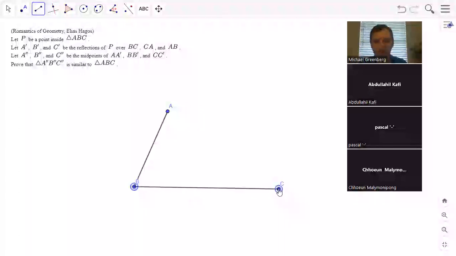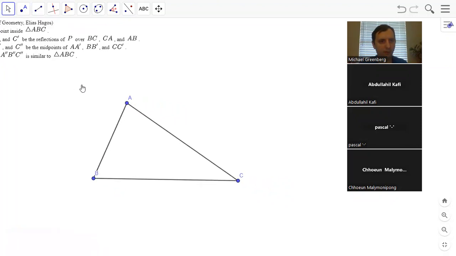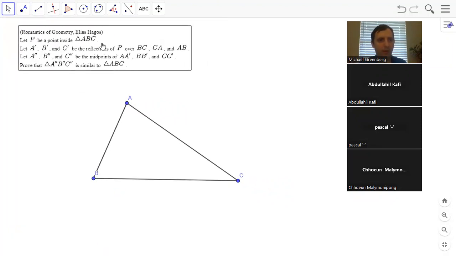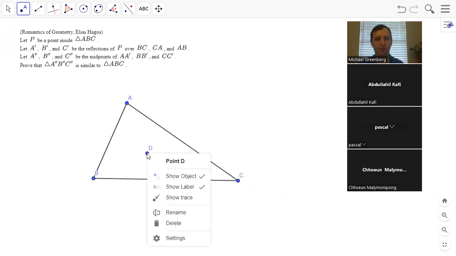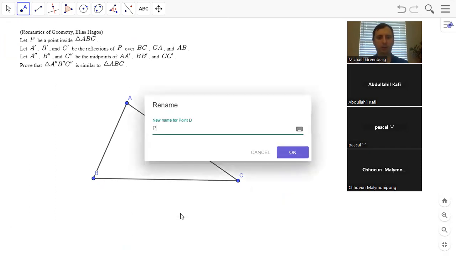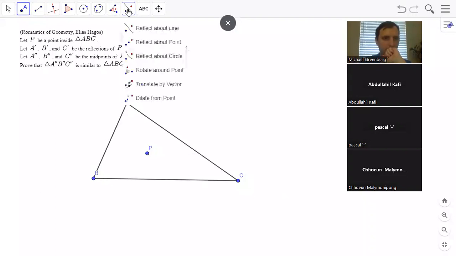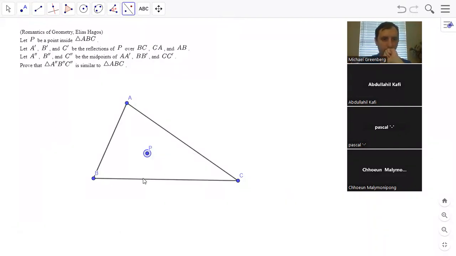It's hard to tell how easy or hard it is. It looked easy at first, but I wasn't able to solve it that fast. So we have a point P, and we reflect it across each of the three sides to get A prime, B prime, and C prime.